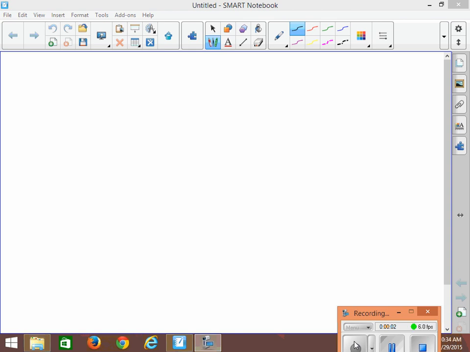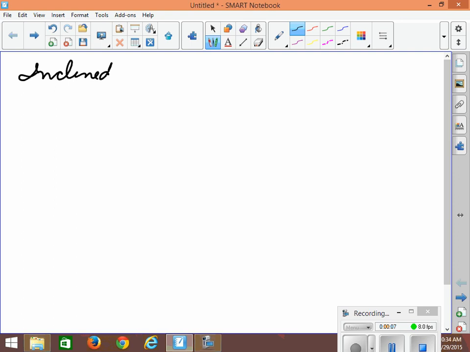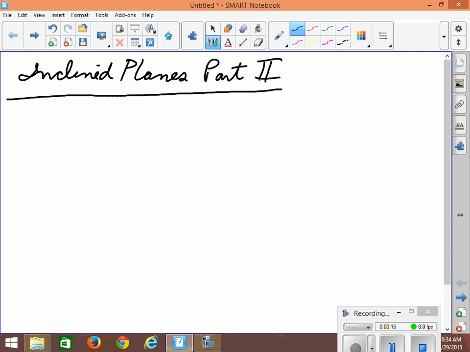This is inclined planes part 2. Well, we're going to set up a question where we actually are applying a force on the inclined plane and we're trying to lift something up a ramp. So let's draw a little picture.